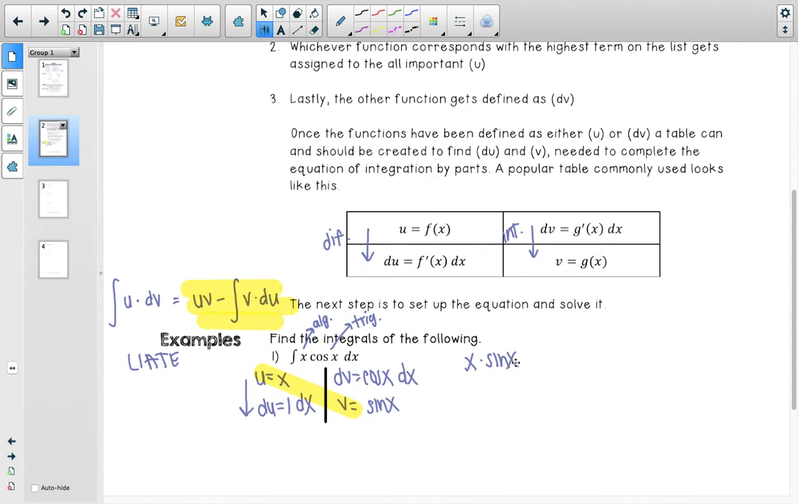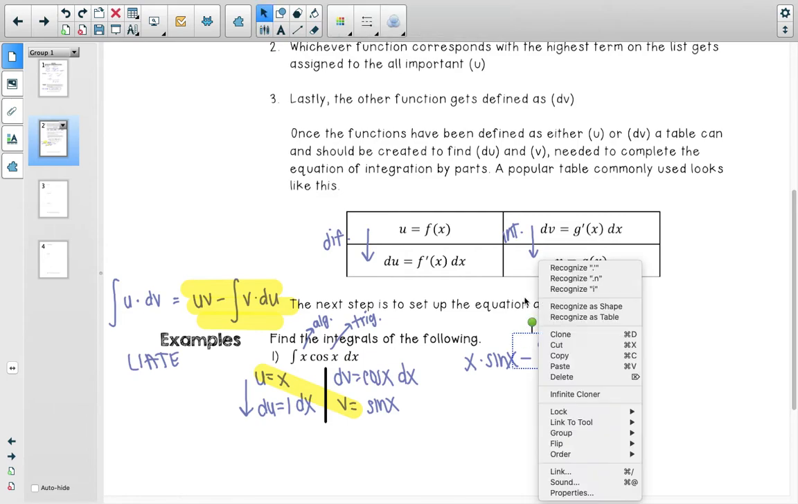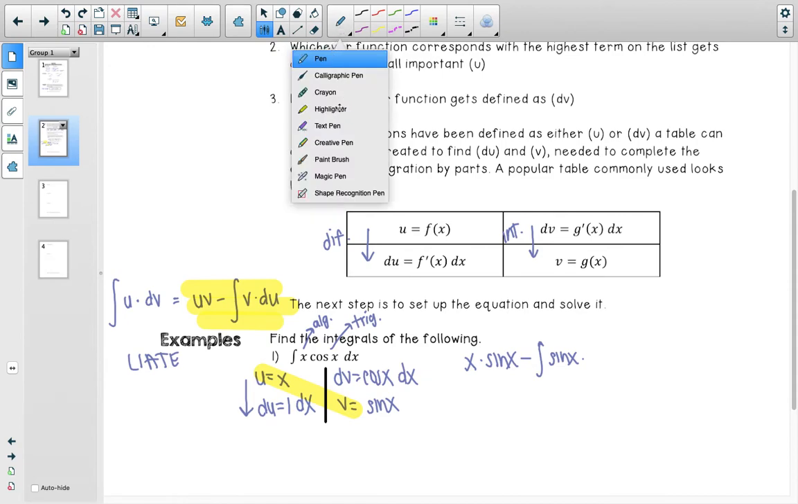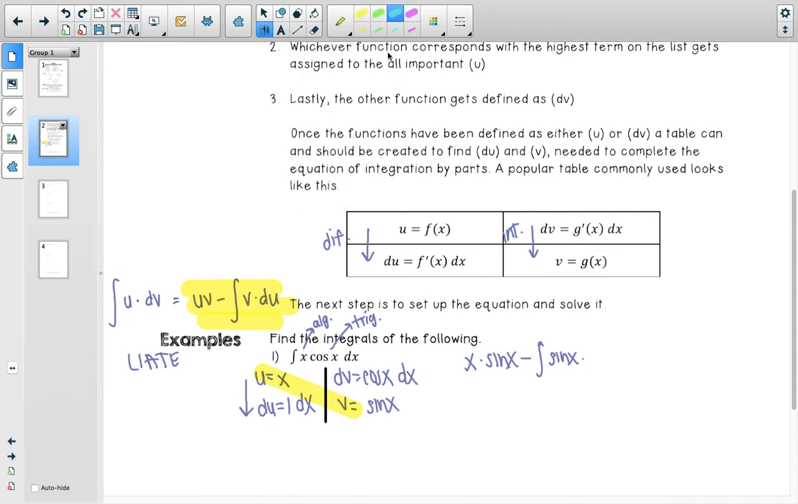Minus, and then you do the integral. This is where it's weird. The integral of v, so sine of x, times, that's where I like to say it's this weird little x thing. And then you do v here. You go down here, use v twice. And then you're going to write 1 dx. You don't really need to write the 1, so I'm just going to write the dx. And we go through, and we're good.